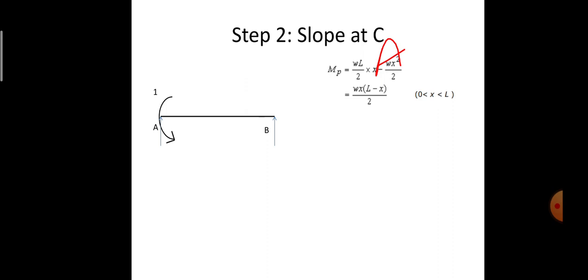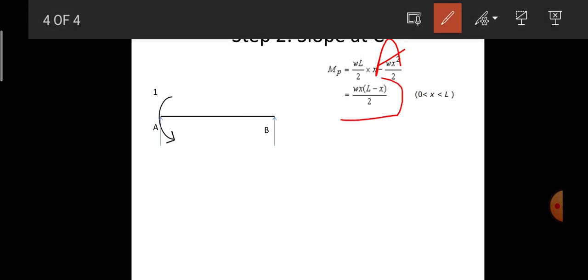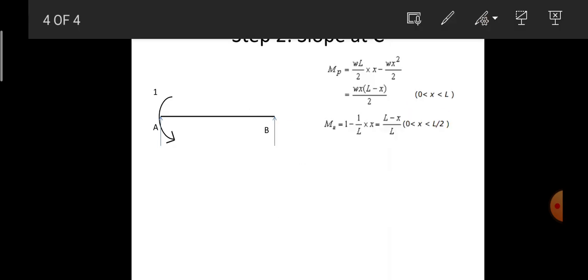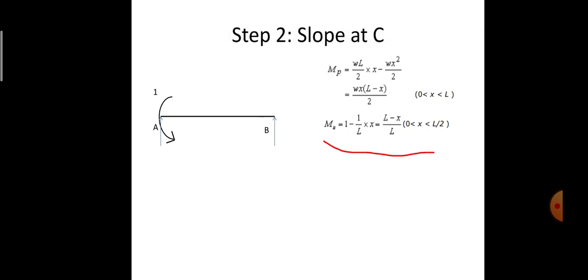I know that the moment due to the real load I have calculated in the previous slide, and the slope due to the unit moment is as follows. 1 is the unit moment, so it is 1 minus 1 by L times x, that is 1 minus x divided by L. This is the amount of the unit moment, with limits between 0 to L by 2.